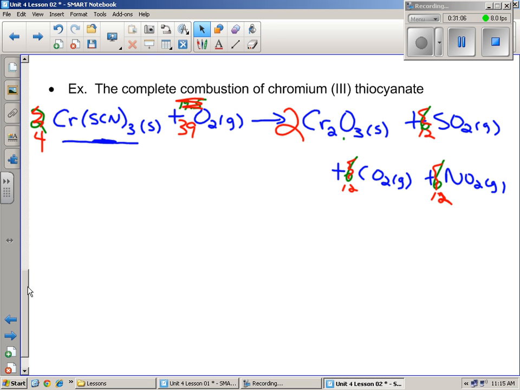Obviously, you should check if you want to at the end. Okay, I didn't, just to save a little time here, but you can always go back and check if you're not sure. Okay, like for example, if you're concerned, I got 12 sulfurs, 12 carbons, 12 nitrogens. I got the same over there, right? 4 chromiums, 4 chromiums. Oxygens, well, what do you got? 24, and 24 is 48. And another 24 is 72. And then another 6 is 78. And I got 78 there. Okay, so it's all good. You can always double check them, obviously, when you're done. Okay? And that would be a complete combustion of that one there.